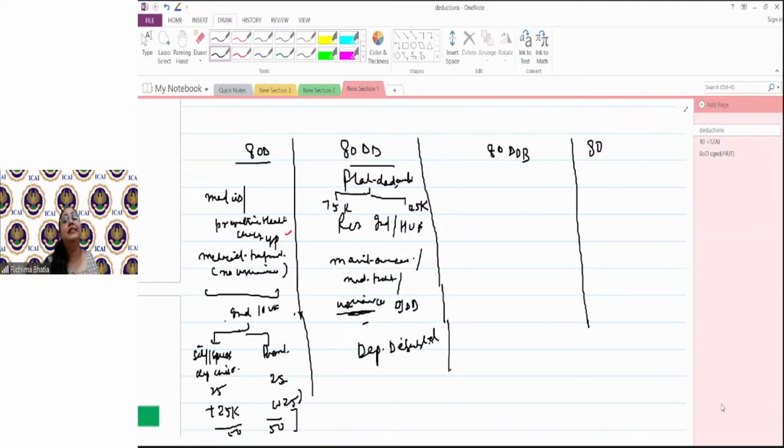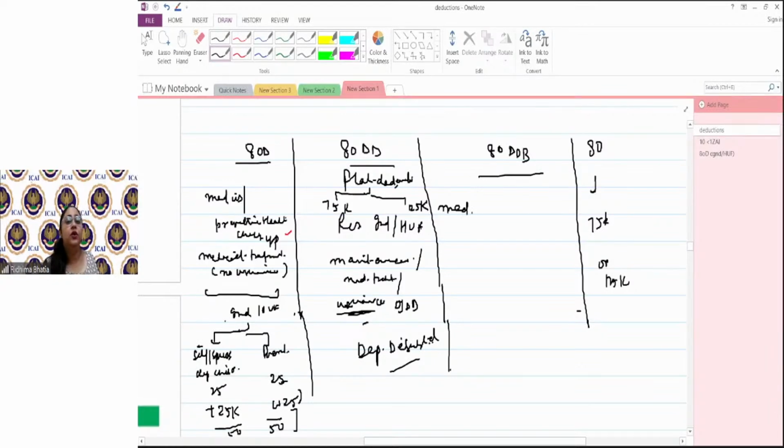अब what if the assessee is disabled? Then he can claim 80U, 75K or 125K flat. But remember, for the person for whom you are claiming 80DD should not claim 80U. Simple. अब 80DDB क्या है?